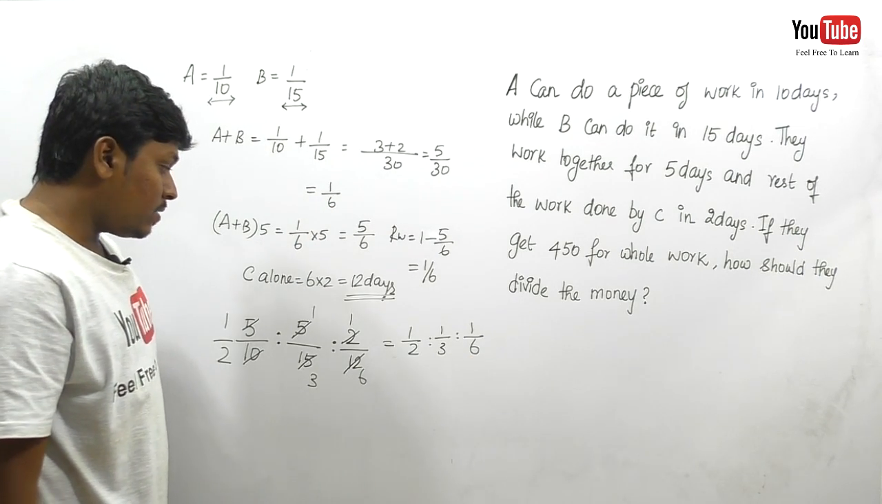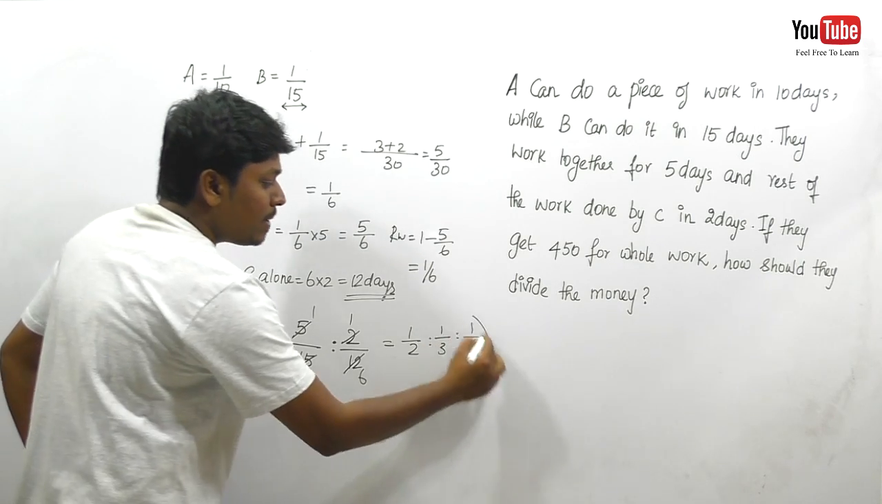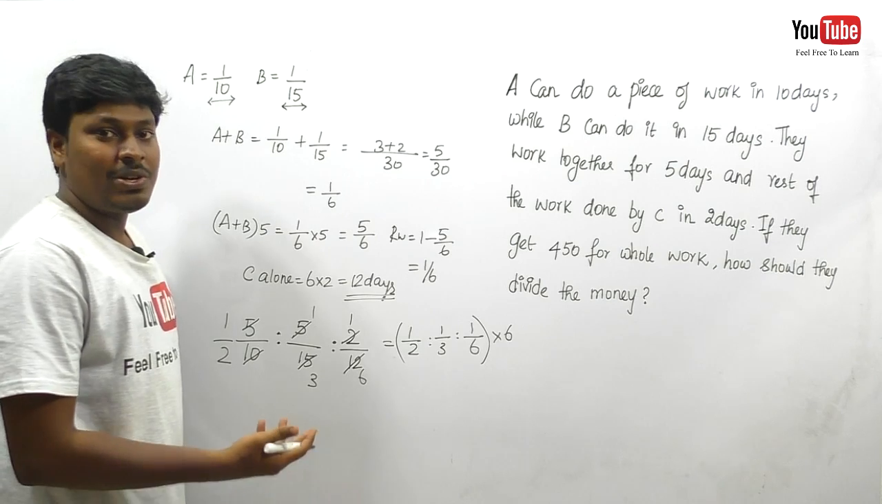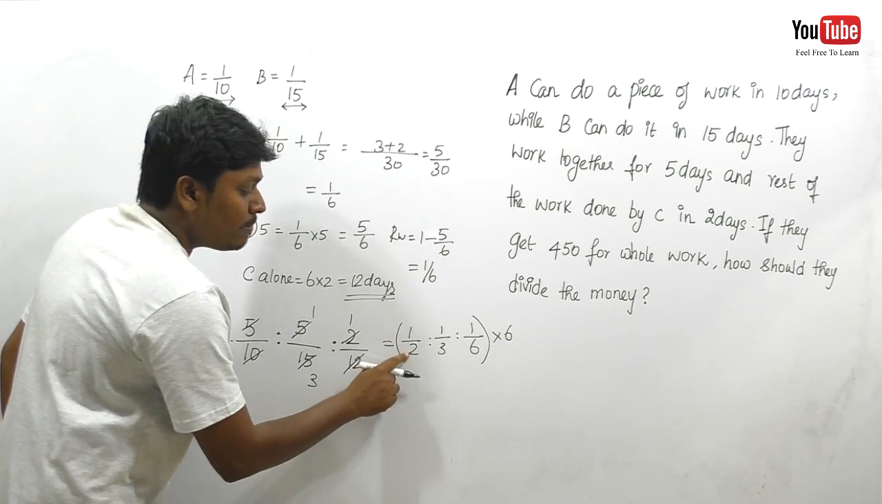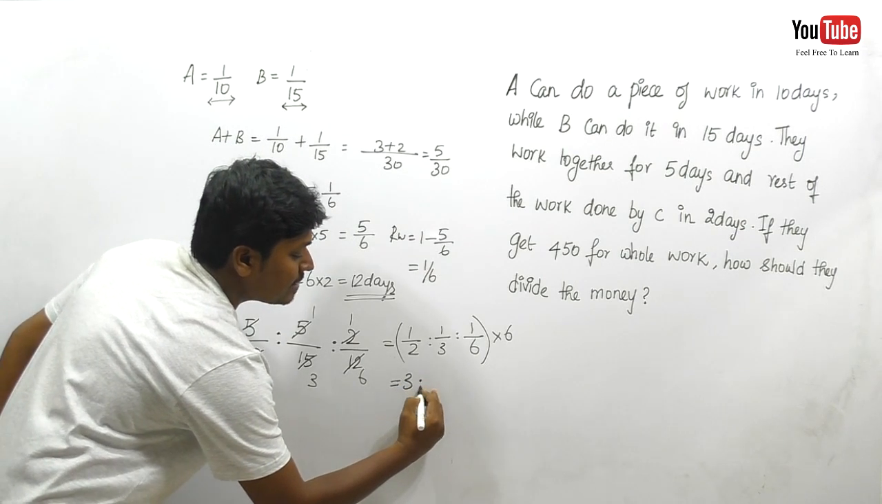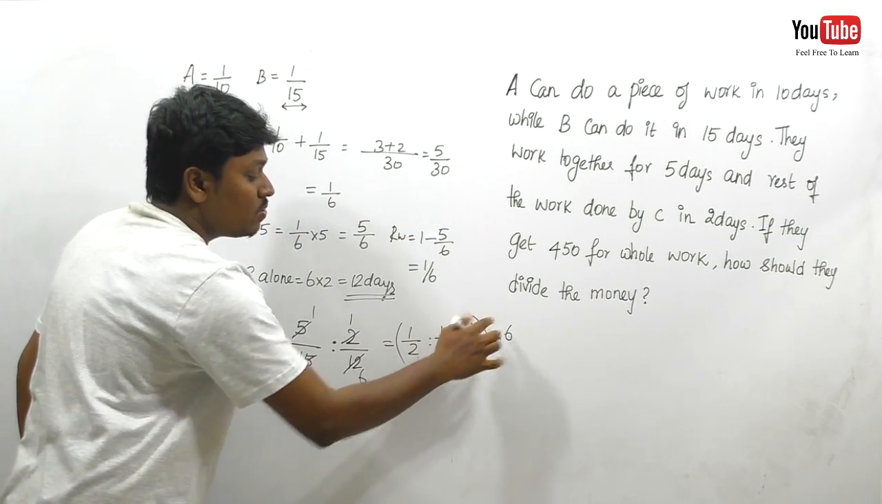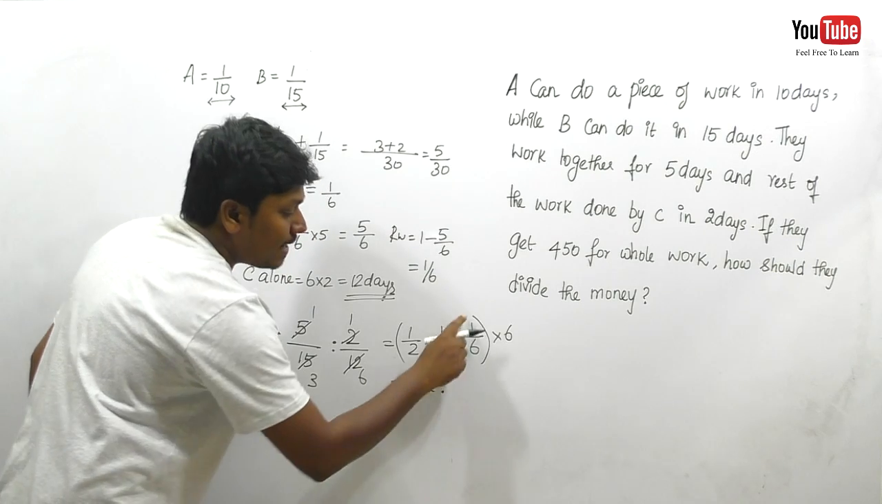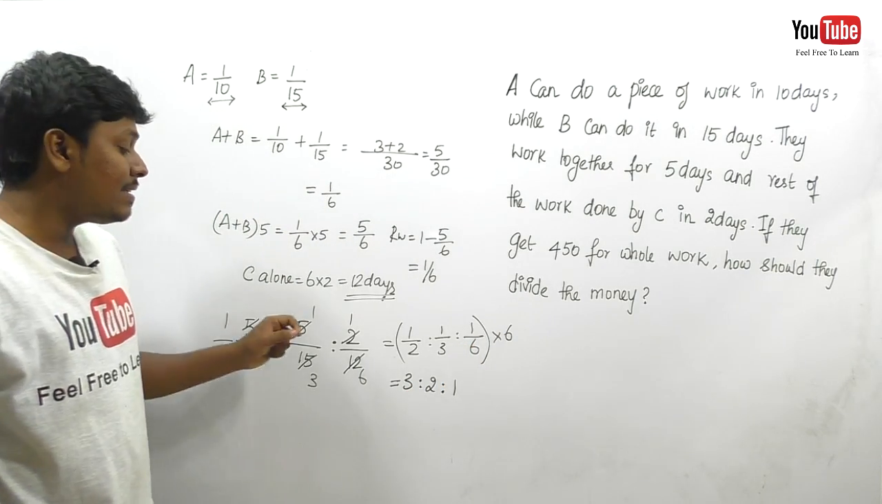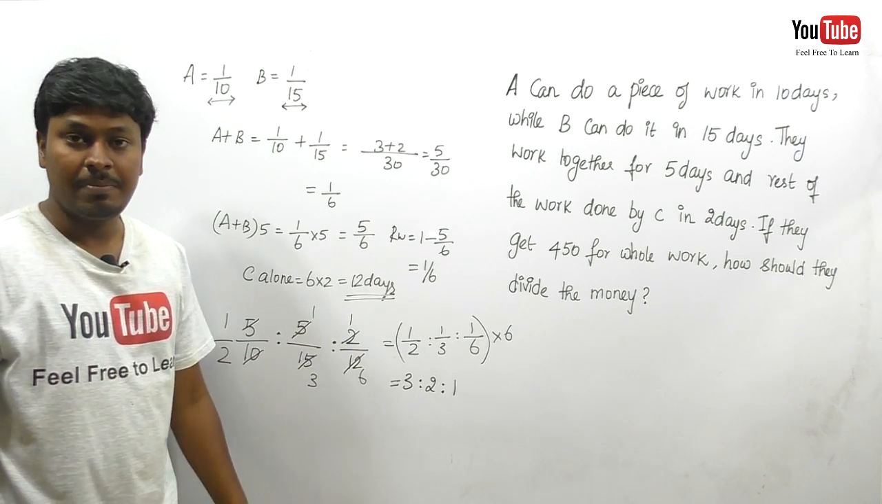So let me bring this to the numerator. The only thing is, if I multiply all the 3 numbers by 6, I can bring this ratio into the numerator. Friends, clear on the concept? 1 by 2 into 6, let me cancel this, 3 times. So I can say that 3. Second, 1 by 3 into 6, so 2 times, 2 ratio. Then second, 1 by 6 into 6, 6 and 6 get cancelled, so 1. So finally I can say that 3 is to 2 is to 1 will be the ratio of their work.